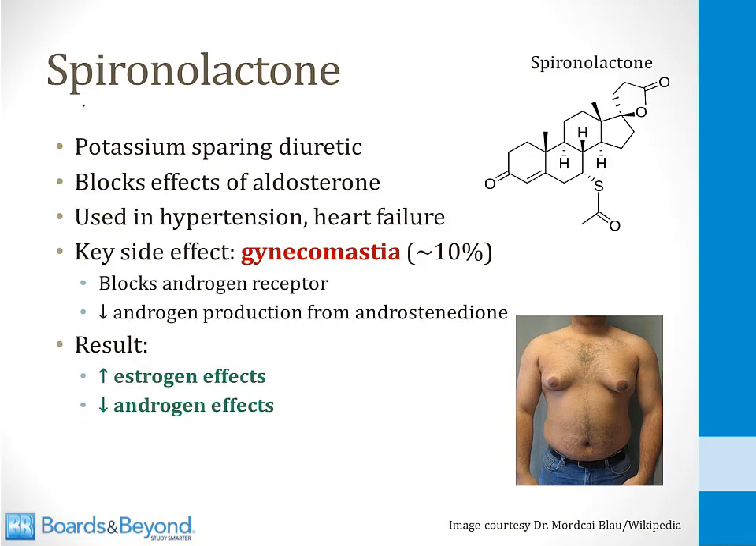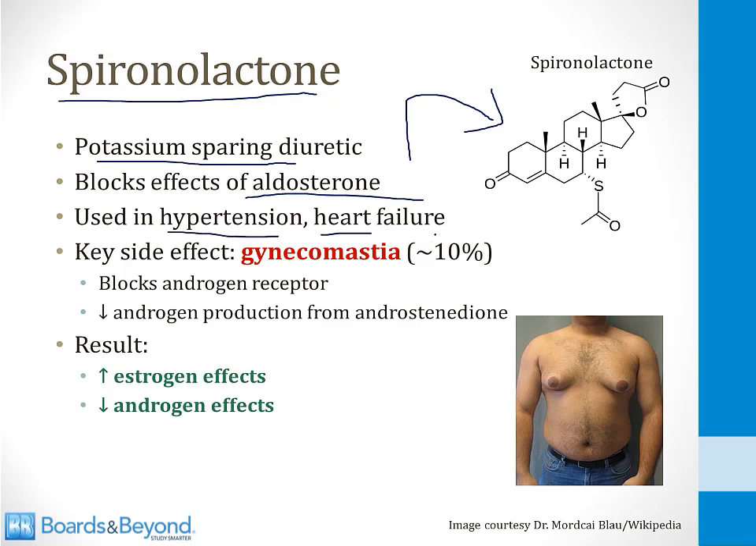There's a tie-in here with pharmacology, and that has to do with the drug spironolactone. Spironolactone is a potassium-sparing diuretic. You can see from its structure shown on the screen that it is similar to many steroid hormones, and for this reason, it blocks the effects of aldosterone on the kidneys. This makes it useful in hypertension and also heart failure. A key side effect of this drug is that about 10% of men who take spironolactone develop gynecomastia, or breast enlargement. This is because it blocks the androgen receptor.